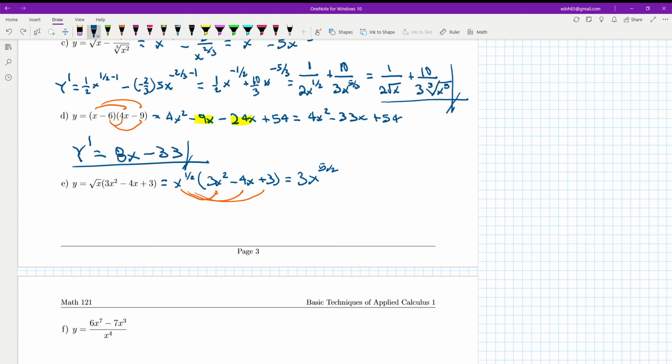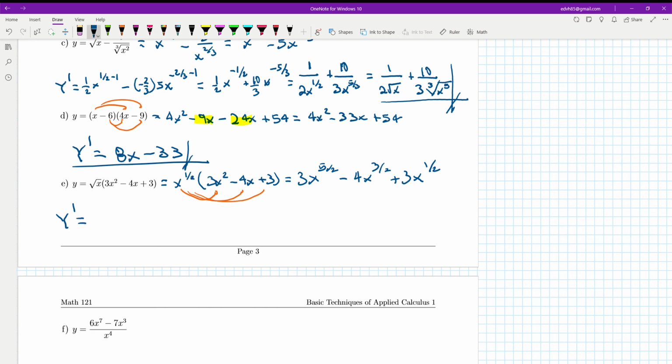And then I'm going to multiply x to the 1/2 times x. And that's going to give us minus 4x to the 3/2, and then plus 3x to the 1/2. And here we're ready to do the calculus, to use the general power rule.